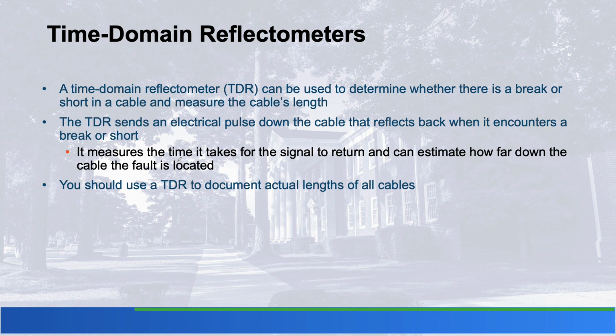We can also use TDRs, or time domain reflectometers, and they can tell me whether there is a break in a fiber optic cable. It measures the time it takes the signal, the light, or the electrical impulse to travel down the line and come back. It tells me how far away the break is. So it'll say the break in your cable is 10 feet away from the end or 20 feet from the end.